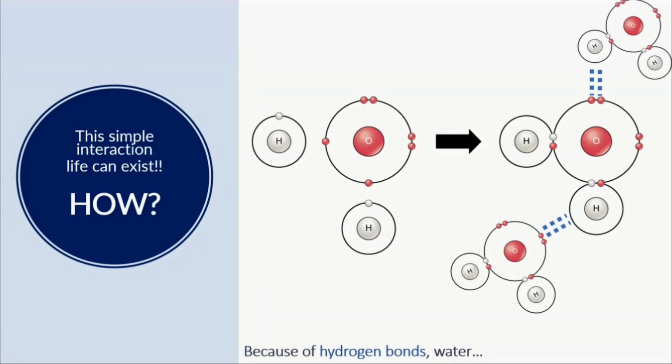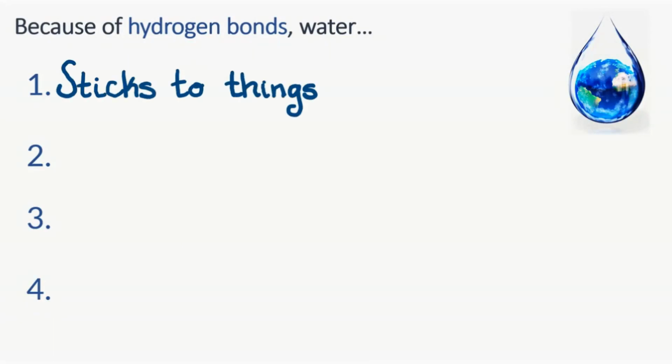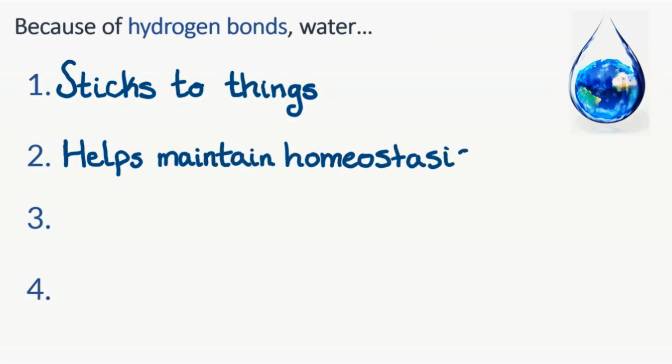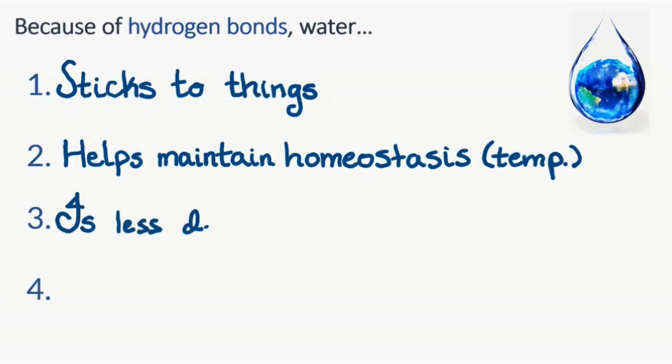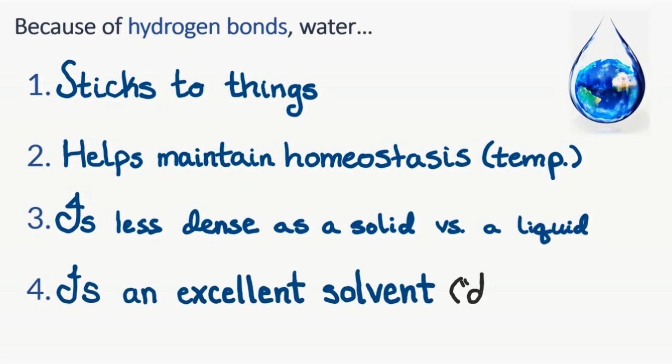But how? Well, because of hydrogen bonds, water sticks to things very easily. It helps maintain homeostasis, such as regulating temperatures. It is less dense as a solid as opposed to a liquid. And finally, it is an excellent solvent, meaning it dissolves things very well.